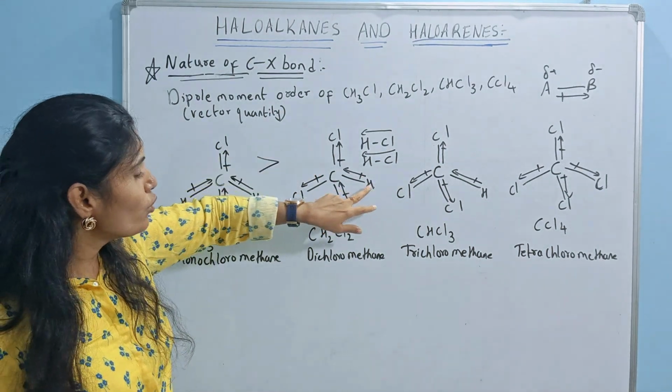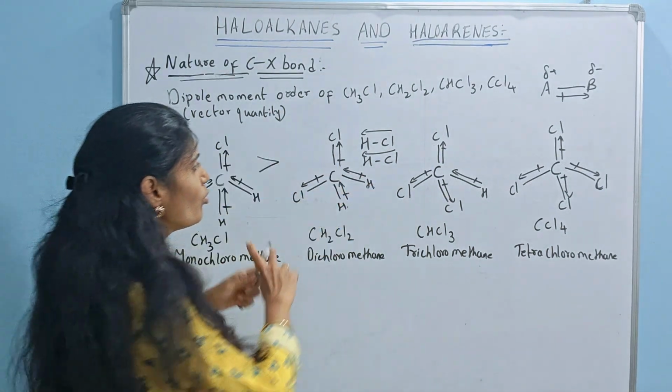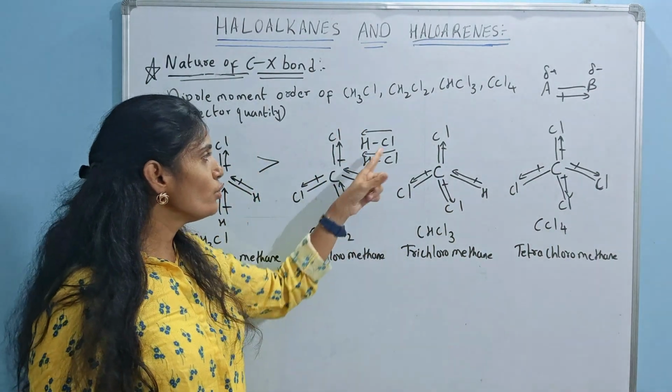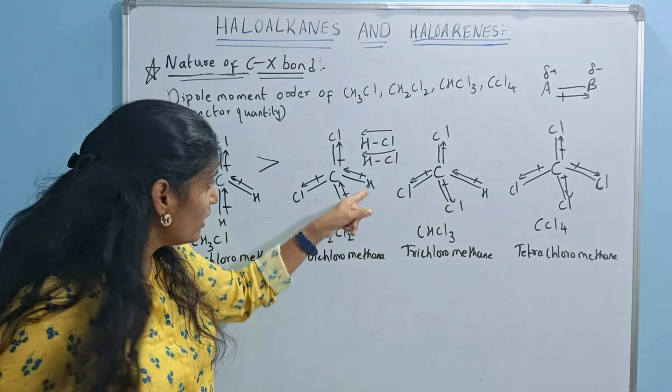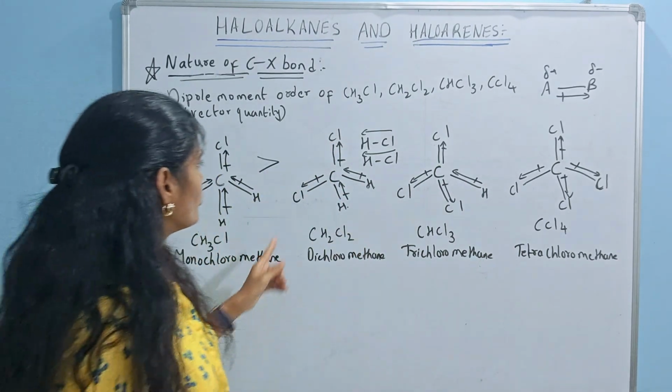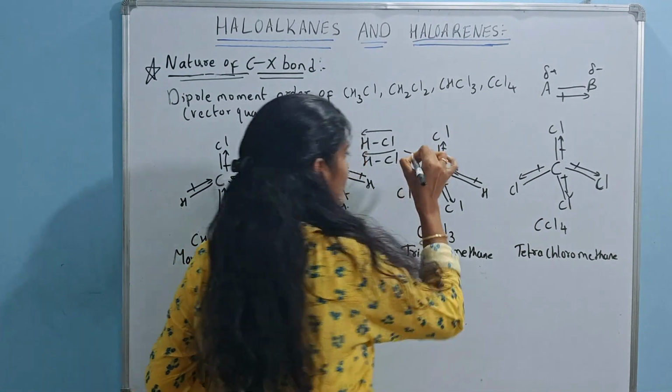So okay, my two hydrogens, their dipole moment is going in the same direction. So my net dipole moment is due to two HCl bonds. My net dipole moment is due to how many HCl bonds? Two HCl bonds. Okay, so the next highest will be this.